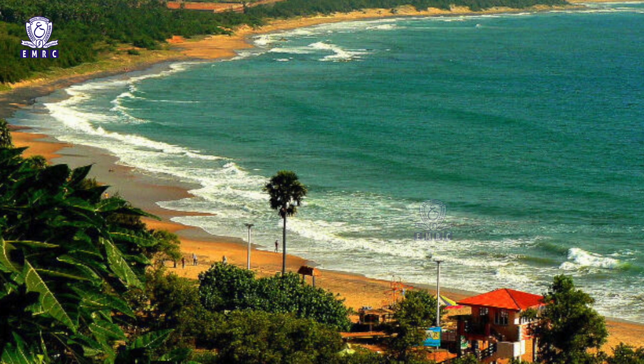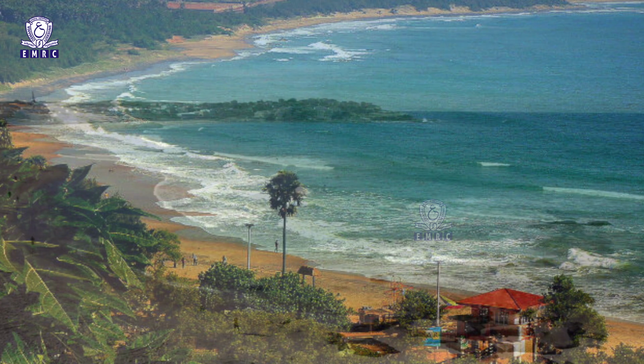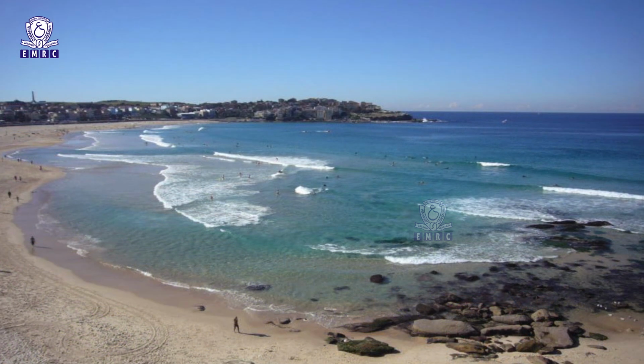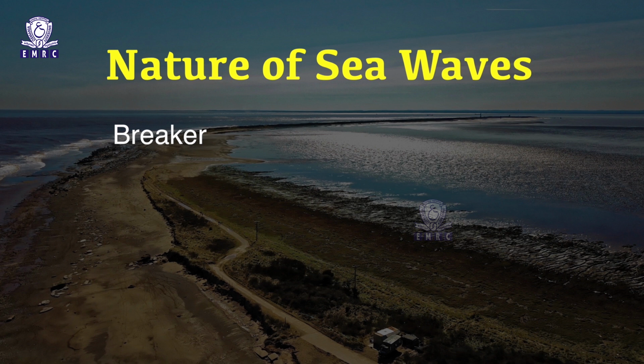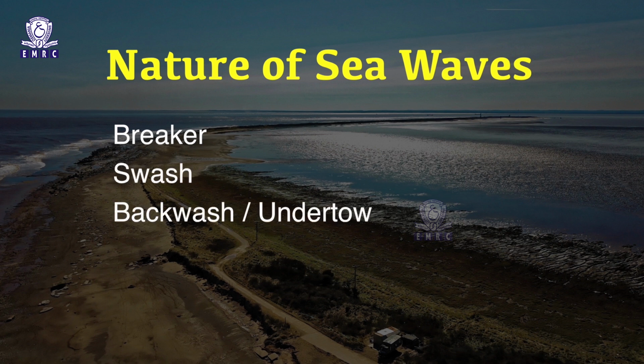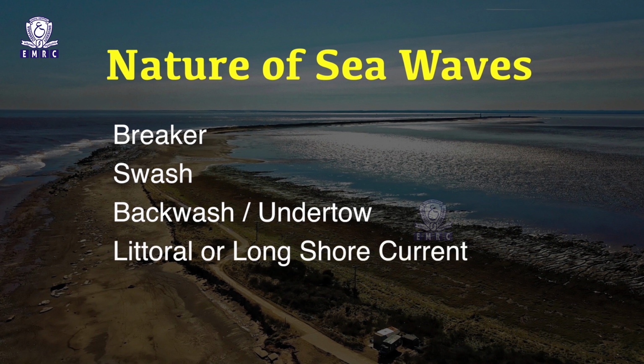Nature of sea waves. The sea water which is carried by the sea waves towards the coast and back into the sea is termed by various names as breaker, swash, backwash or undertow, littoral or longshore current. The work of the sea waves depends on the nature of movements of the water associated with the sea waves, which is as under.